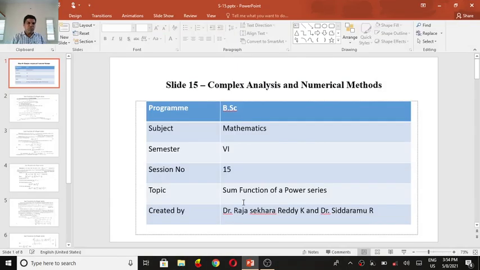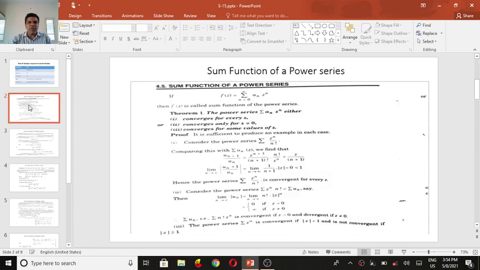Now we come to session 15, sum functions of a power series. We already know from the previous session, 14, that a power series converges within a unit circle and diverges outside the circle. Now come to the sum functions of a power series.